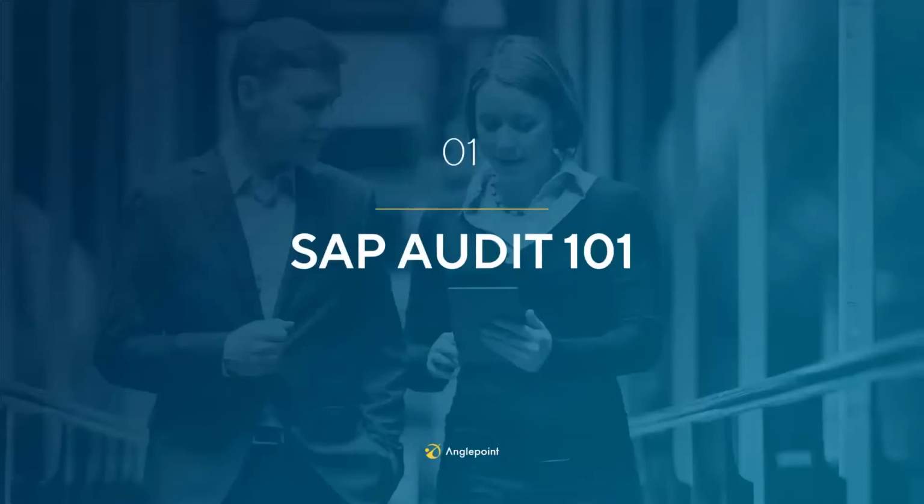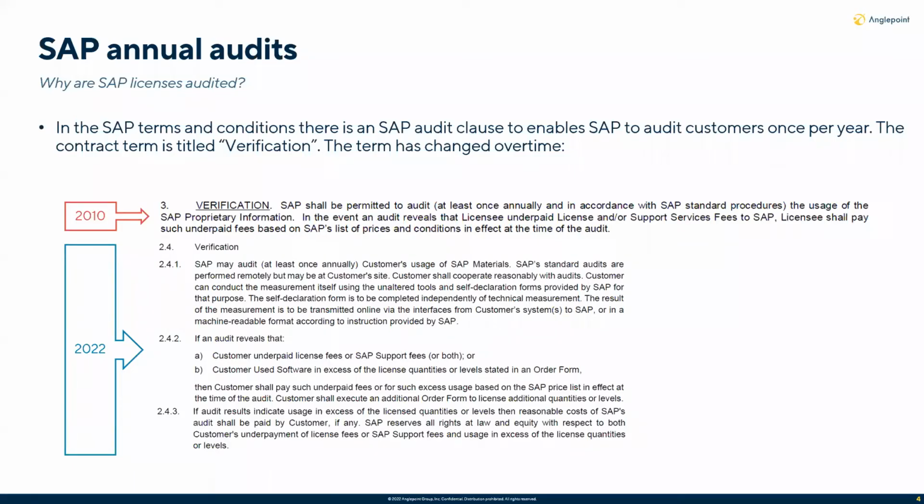So, SAP Audit 101. Why are SAP licenses audited? The easy answer is that SAP has a contractual right to do so. In your SAP contract, you're going to find a verification clause, and that verification clause basically tells the end user that SAP can come in at least once a year and measure your licenses and make sure that you are not overusing their software.